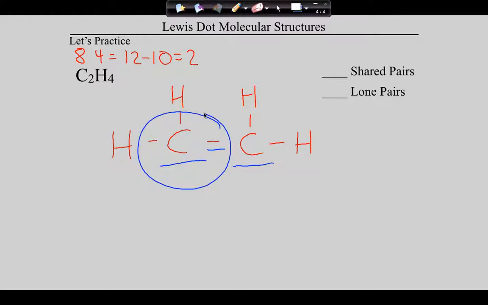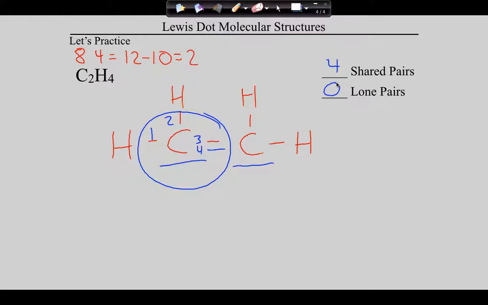How many shared pairs are on that carbon? 4. 1, 2, 3, 4. So that's got 4 shared pairs. How many lone pairs? None. There are no unbonded electrons. But guys, you do it for one atom or the other, not both.